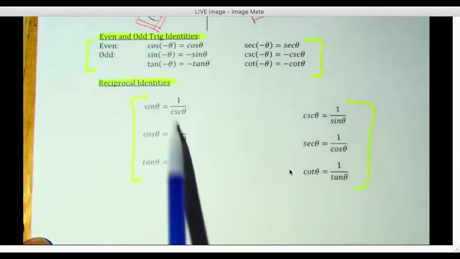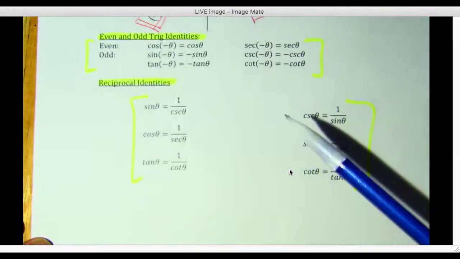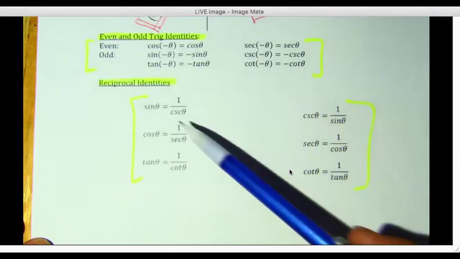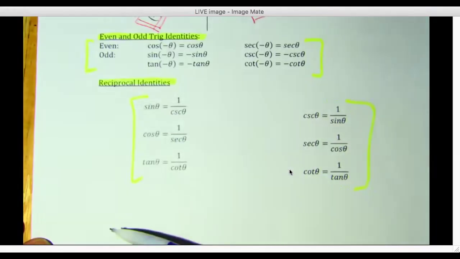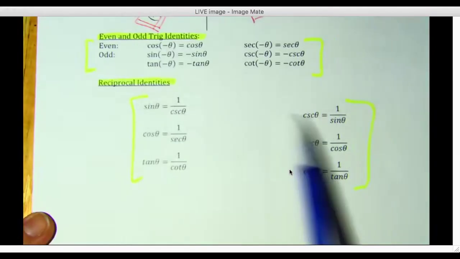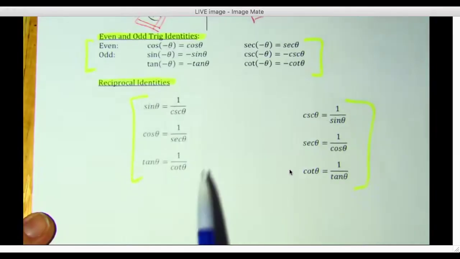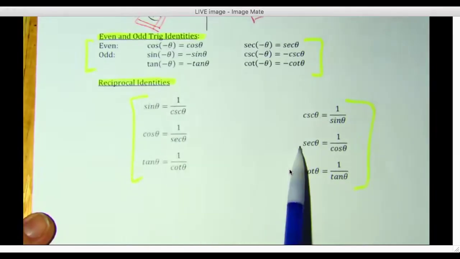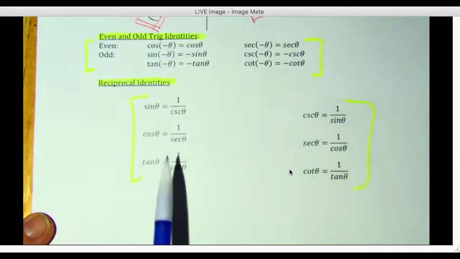These are the reciprocal identities, and it tells you the relationship between the different trig functions. So sine of theta is equal to 1 over cosecant of theta. Cosecant of theta is equal to 1 over sine of theta. These two are reciprocal functions. These two are reciprocal functions. And these two are reciprocal functions. They're pairs. They go together.